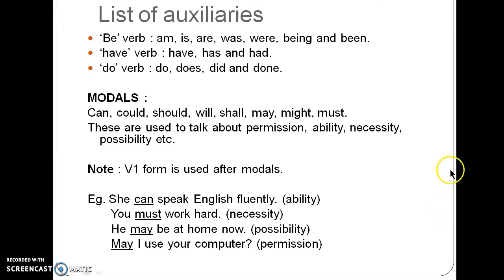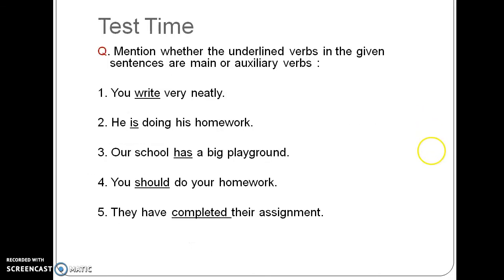Now, the difference between auxiliaries and main verbs. Let me check whether you are clear about this concept or not by taking a quick test. Mention whether the underlined verbs in the given sentences are main or auxiliary verbs. Are you ready? Okay. Number 1, you write very neatly. Here the underlined word is write. Now tell me, is it a helping verb or a main verb? Yes, it is a main verb.